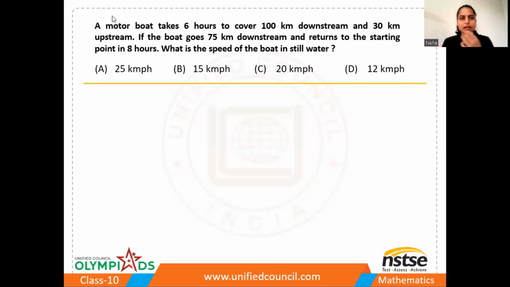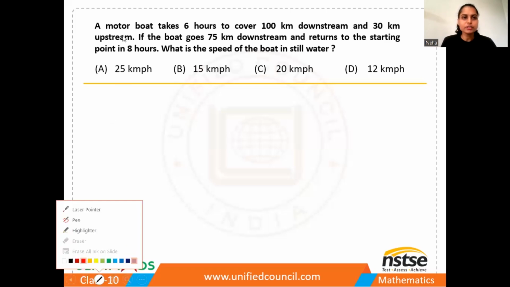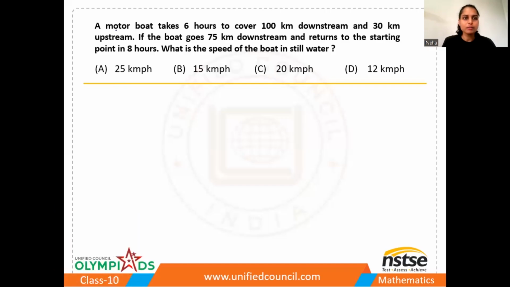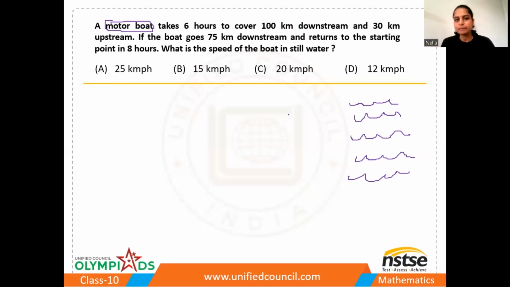So basically, there is a motor boat. Let me explain what the question is saying. First of all, I have a motor boat, and there is a river. Let's suppose this is the river. The motor boat takes 6 hours to cover 100 kilometer downstream. Downstream means in the flow of the river. And this is upstream. Upstream means in the opposite direction of the river flow.